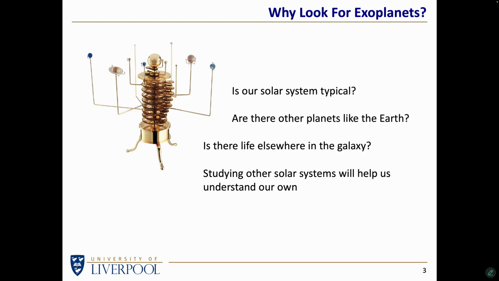So why look for exoplanets in the first place? Well, one of the reasons is we're asking the question, is our solar system typical? We know that we've got a solar system with Mercury, Venus, our planet Earth, Mars, Jupiter, Saturn, Uranus, Neptune. But is that typical? Can we expect a similar mix of planets if we look at what's going on around other stars? Are there other Earth-like planets out there? Are there other planets that look like Earth?